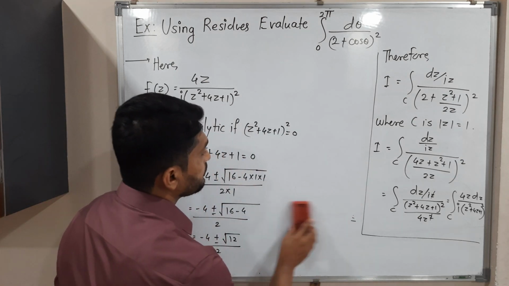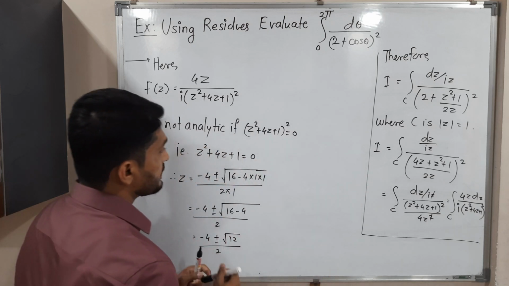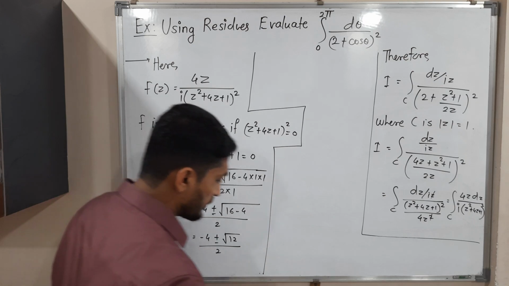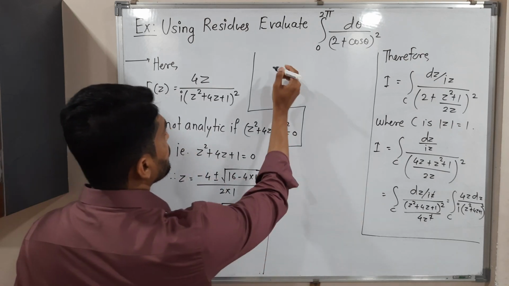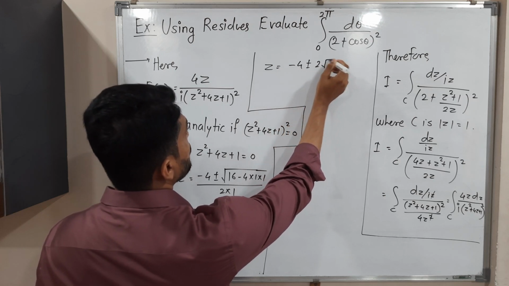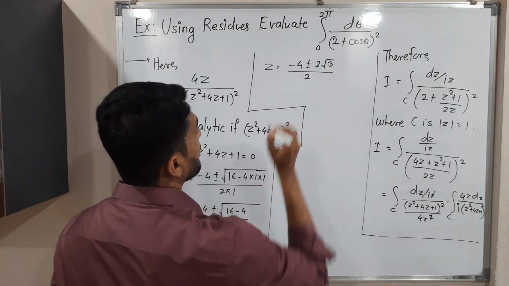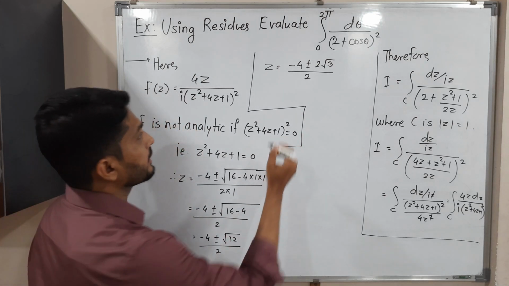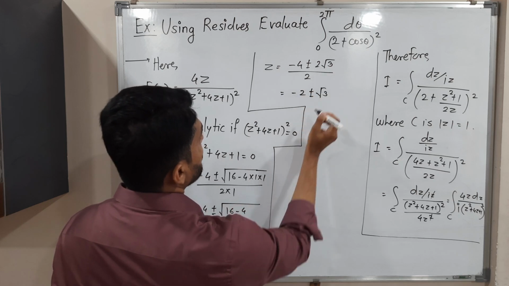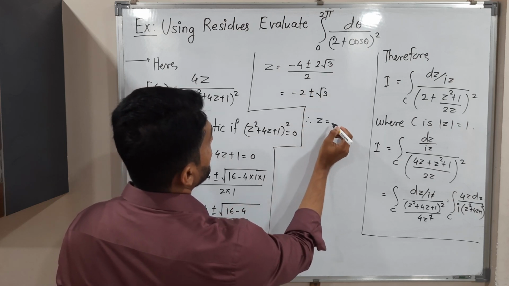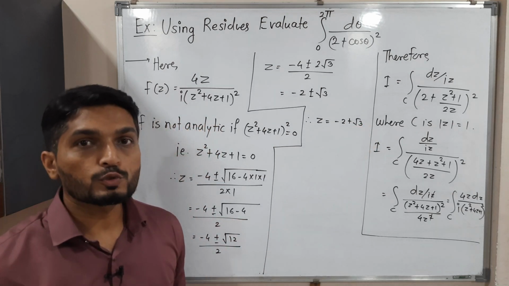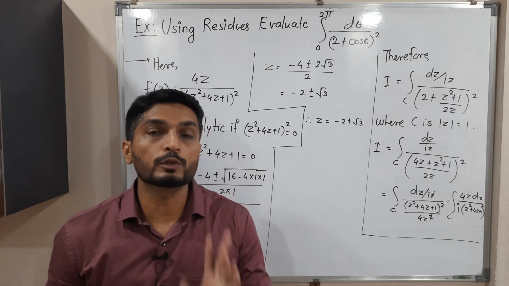Let me remove this part and let us use this space. Okay. Let us continue here. So z is equal to minus 4 plus minus 12 means 2 root 3 divided by 2. We can divide separately. Minus 4 upon 2 is minus 2. 2 will get cancelled, root 3. So therefore z is equal to minus 2 plus root 3 and minus 2 minus root 3. These are two singular points.